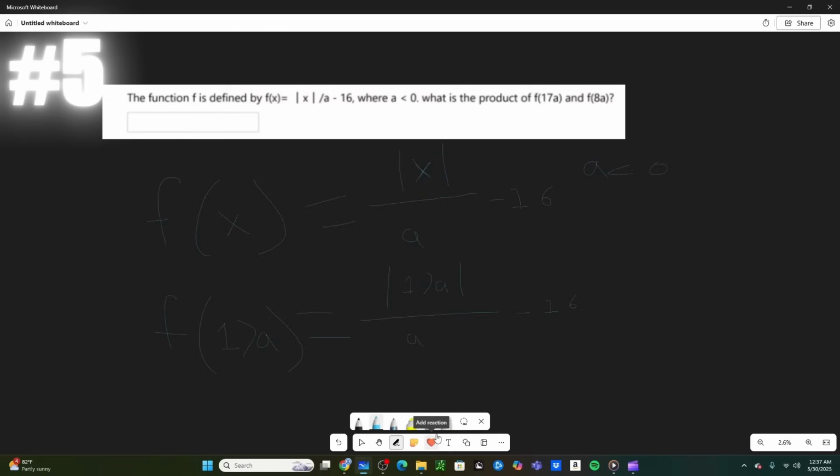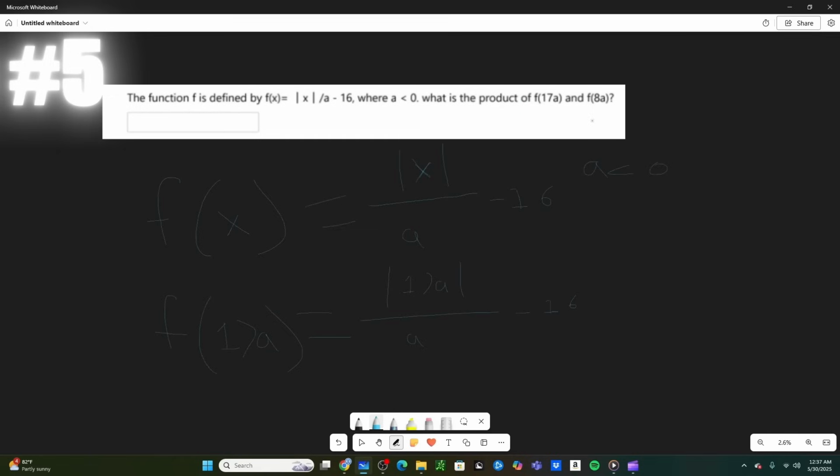Alright guys, so now let's move on to our last question of the video, and this one seems really easy, but there's a simple mistake that most students make that makes them get this question wrong. So let's get right into it. The function f is defined by f of x equals the absolute value of x over a, minus 16, where a is less than 0. What is the product of f of 17a and f of 8a?